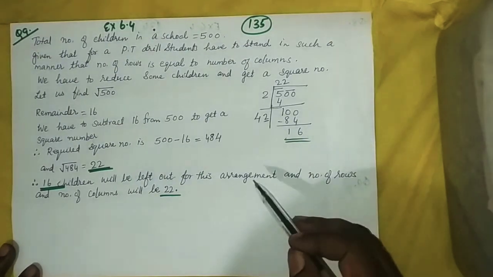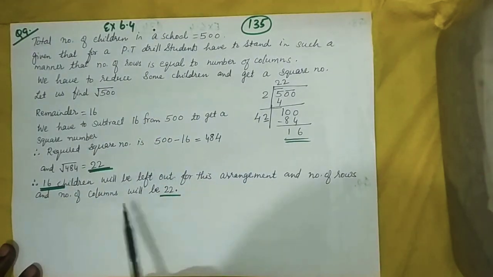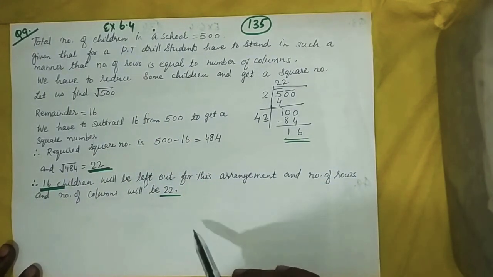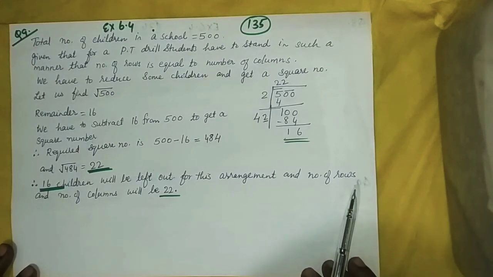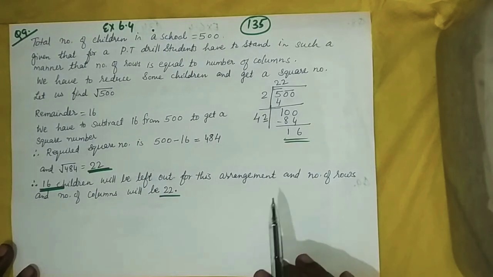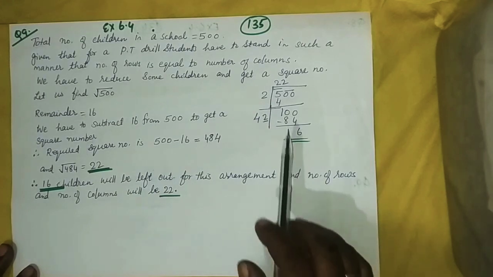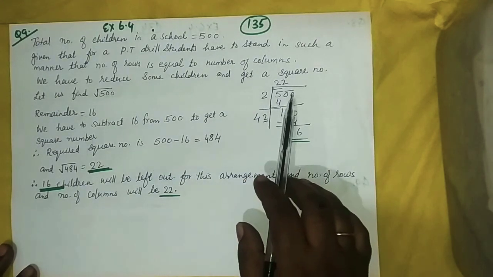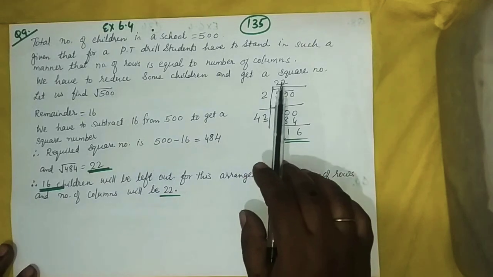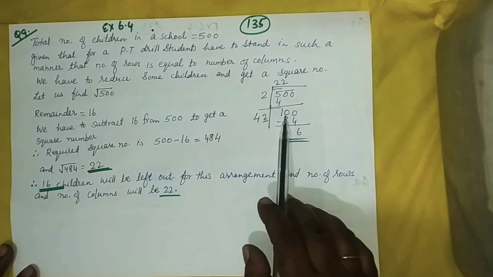And we have to reduce some children. The question is how many children will be left out? We cannot include all the children because it should look nice, so the number of rows and columns should be the same. So we are finding which number is to be subtracted to get a perfect square. Here we take the square root of this number: 00 together, 5. 2 2s are 4, remainder is 1, and 00 brought down makes 100.